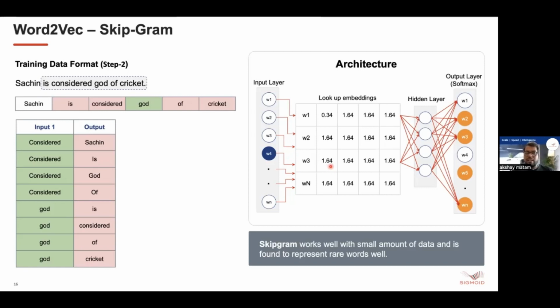So when does continuous bag of words work better and when does skip gram work better? Continuous bag of words works better when we need to concentrate more on the more frequent keywords, or we need to represent more frequent keywords in a better way. Whereas skipgram works better with a small amount of data and is found to represent better if we have rare keywords present in the data.